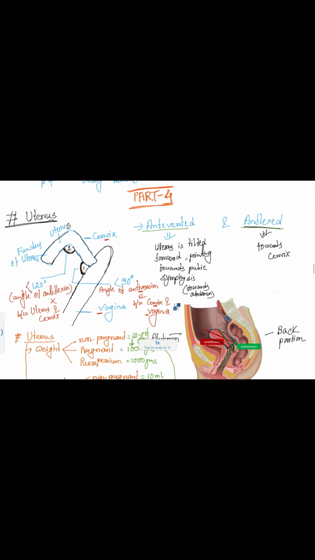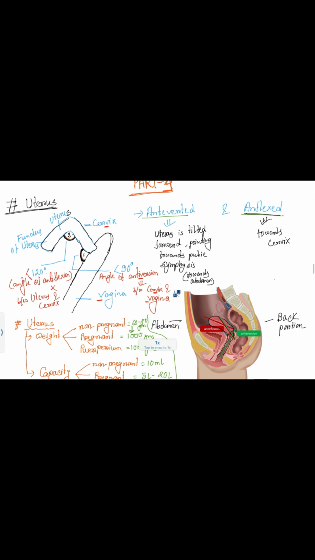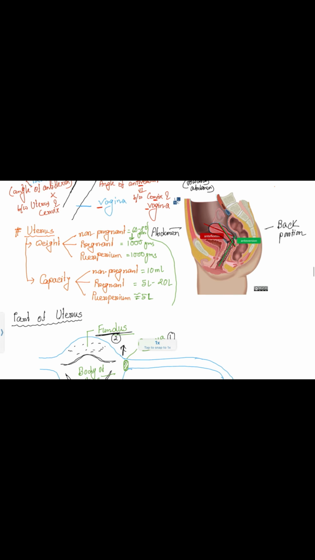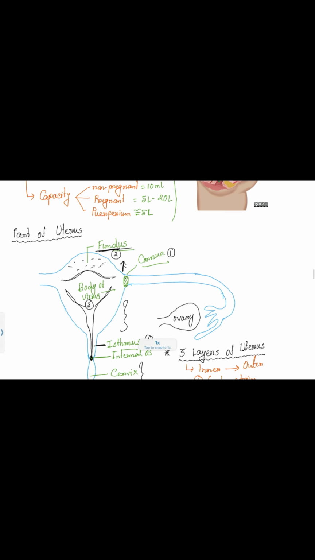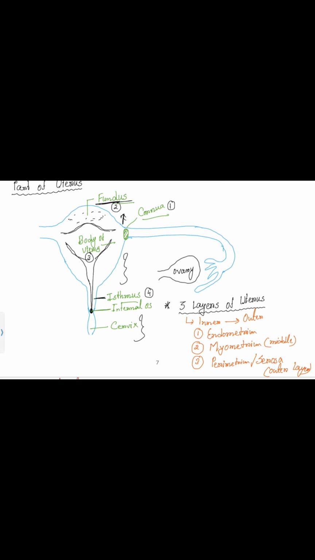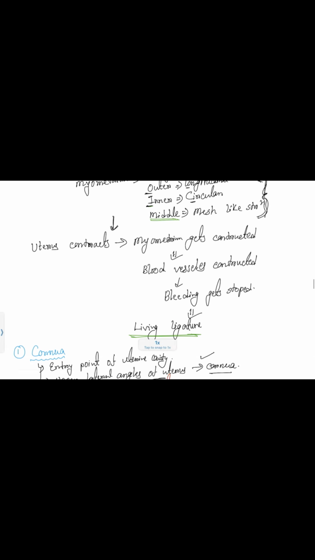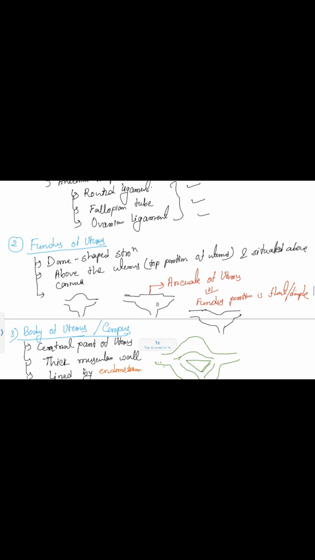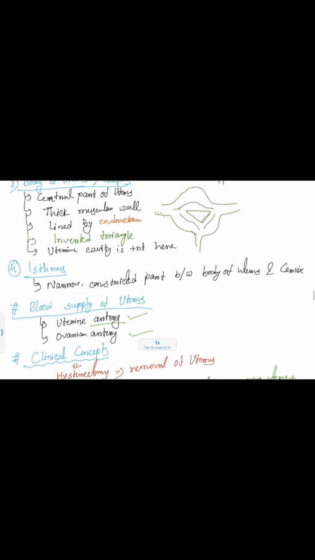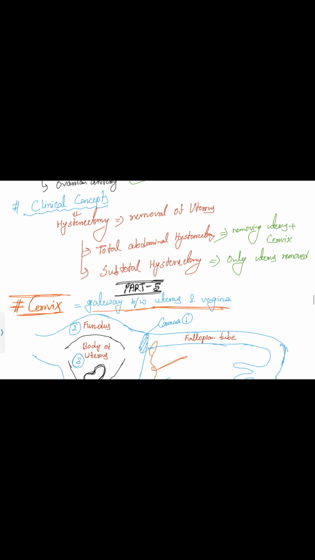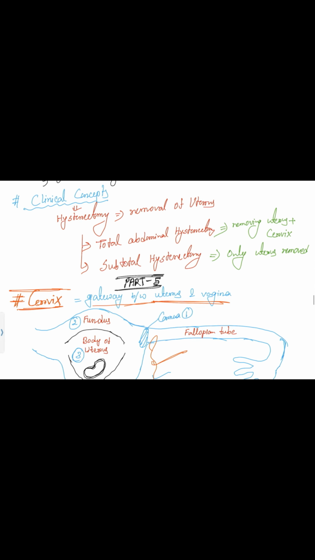Then we moved to part 4 where we discussed in detail the uterus, its normal locations like anteverted and anteflexed, and what that means. Then the parts of the uterus like the fundus, cornua, body, isthmus, everything in detail, and the living ligature, what the concept of this living ligature is. We also covered the blood supply of the uterus and clinical concepts like hysterectomy, its types, etc.